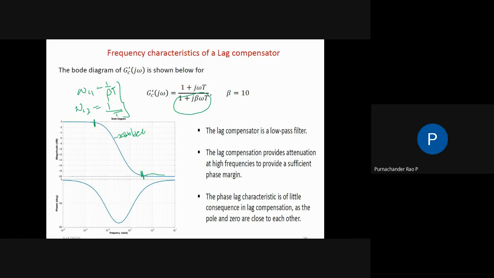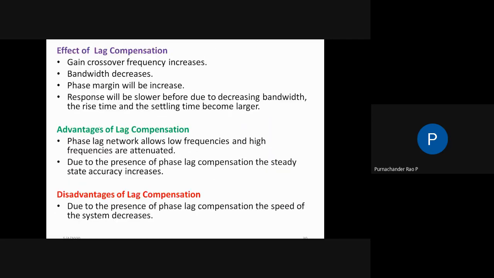and your phase angle always varies in the negative value, from 0 to 0, because the tan inverse of omega T is a lesser value. It is a positive value lesser than the negative, so the angle will be negative. So the effect of the lag compensation is that the gain crossover frequency increases, bandwidth increases, and phase margin will be increased. So the response will be slower before, due to the decreasing bandwidth, the rise time and the settling time become larger.